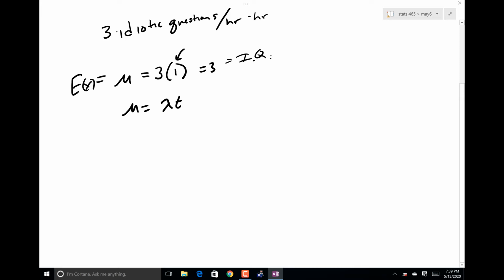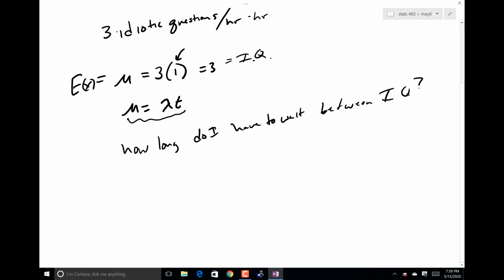So when you do this situation here, that's great. But to go hand in hand with how many do I expect to get per hour, I can also look at it as how long should I wait per idiotic question? Do I have to wait between each idiotic question, between each IQ? That is a distance.